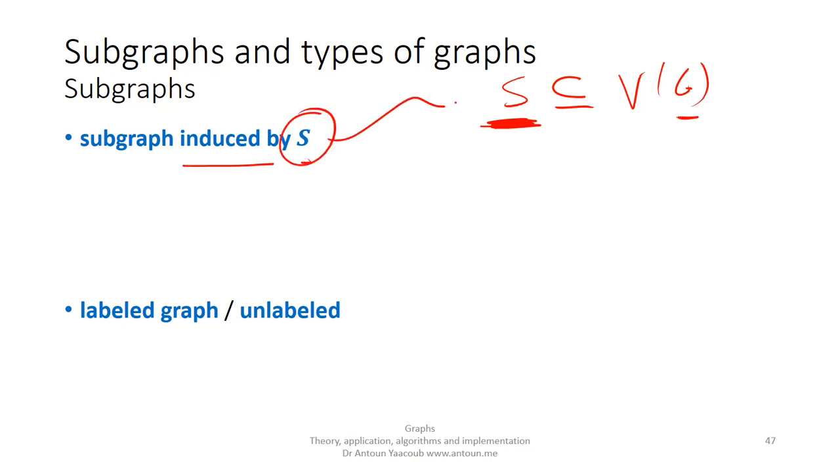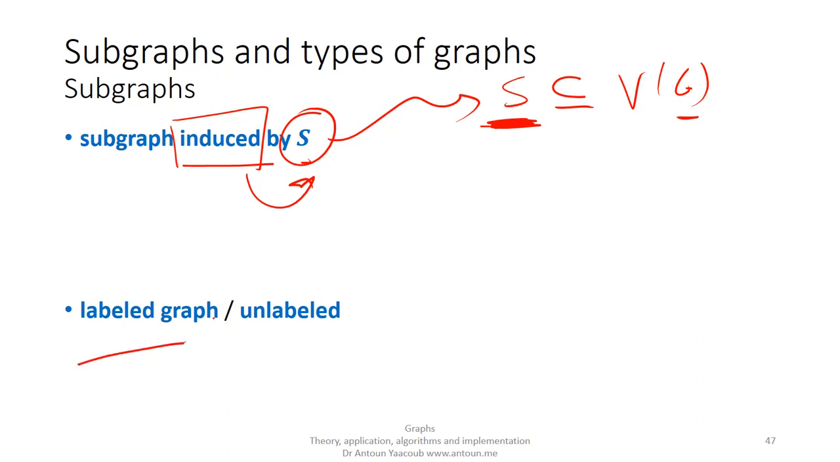It means I have chosen a set of vertices like we have done earlier. Induced means that from this set I have kept all the edges. I didn't remove any edge from the vertices that I have kept. So this is what induced means. We'll see an example in a while.